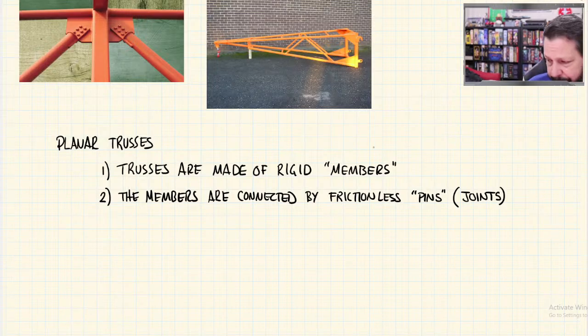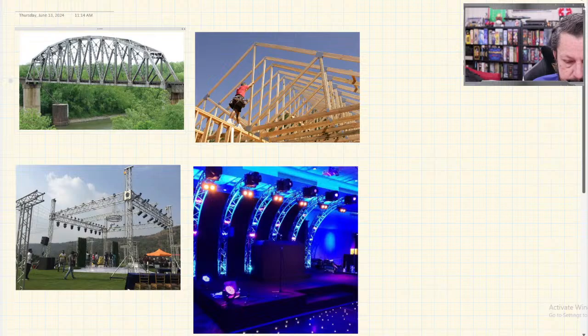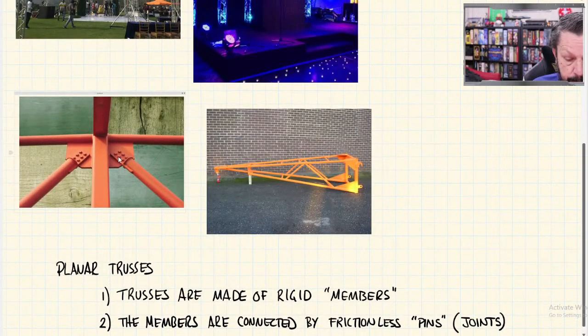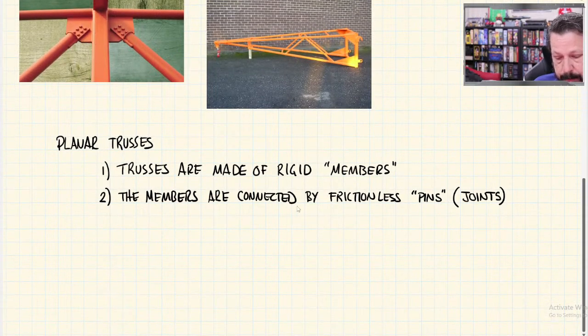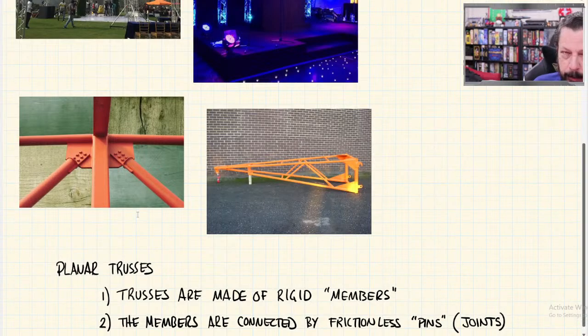So obviously these things do not have little pins holding everything together. In fact, in the wooden truss here, you can see these big metal plates. In this close-up, there are some bolts here, but that's not really a pin, like just a round bar that holds everything together. So we have to have the equivalent of this. The members are connected by frictionless pins. So what that's going to mean for us is that at any one of these joints, so let's look at the one that's kind of close up here, it's going to mean that all the members are concurrent.